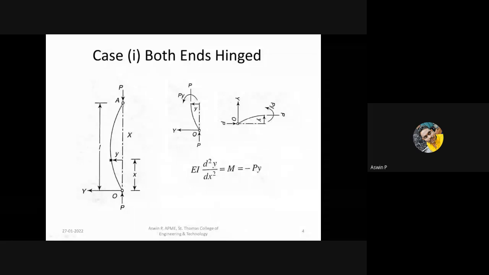Both ends are hinged, applying a force of P at A as well as B, so that it is bulging in a concave direction. You can see this is a concave direction, and the length of the beam, that is the length of the column, will be L.